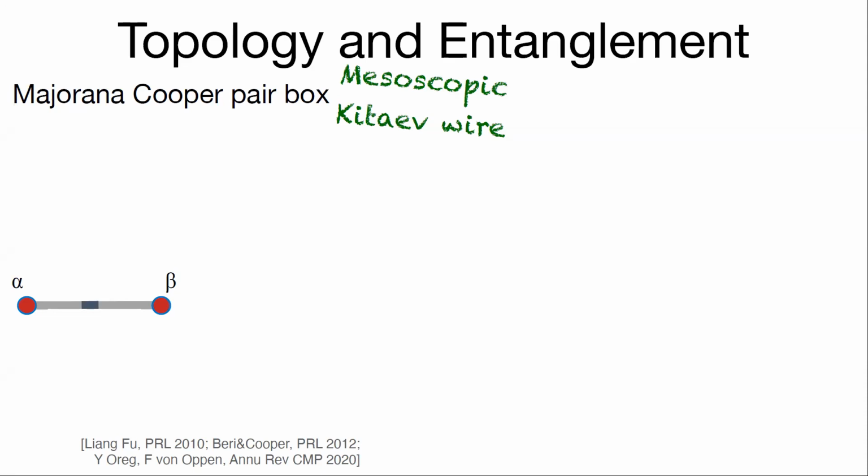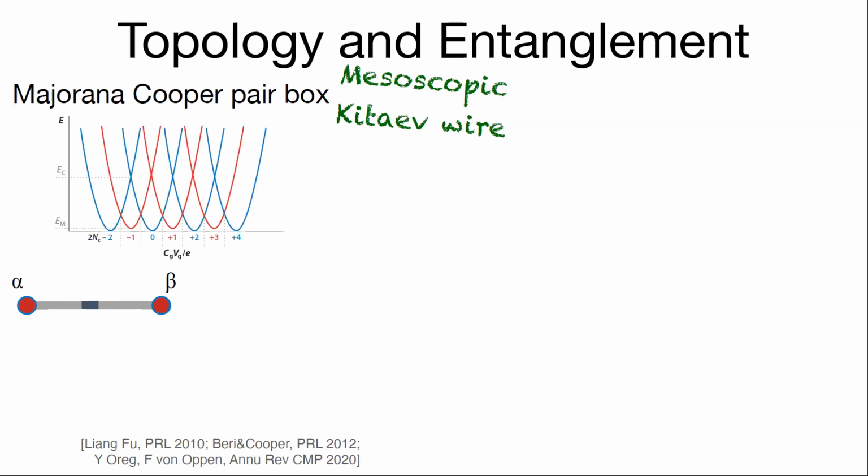What you see here is a Kitaev wire. This is a one-dimensional p-wave superconductor, which has Majorana edge states called alpha and beta at the ends. And what I'm doing now is I'm taking this wire to be sufficiently small that charging energy becomes important, still sufficiently large that these Majorana edge states don't overlap. This is called a Majorana Cooper pair box.